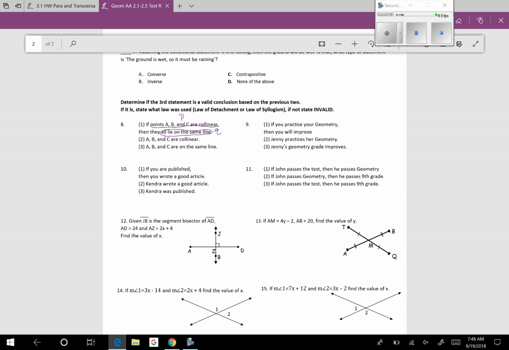Now let's look at what our second statement talks about. A, B, and C are collinear. Well, does that reference your hypothesis or does it reference your conclusion? It's referencing the hypothesis, so we label it with P. Then they conclude that A, B, and C are on the same line. What does that reference? Your conclusion. So according to our notes on the law of detachment, it has to go if P, then Q, P, Q. And this followed that order, so it is valid. And it would be the law of detachment.